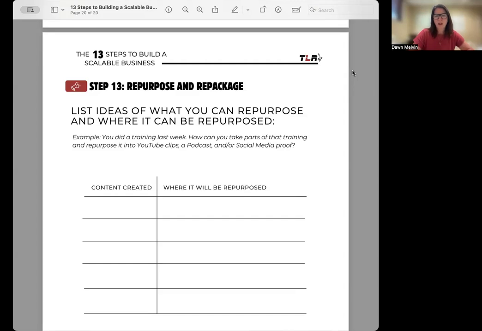electronically, snail mail, however. So that's the idea behind repurposing and repackaging: how can you take the content, everything that you've put together, and repurpose it, reuse it, not only specifically for what you're doing now, but for lead generating or reaching out to your clients, things like that.